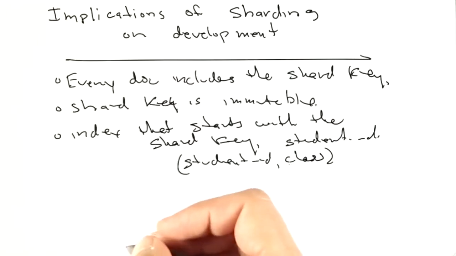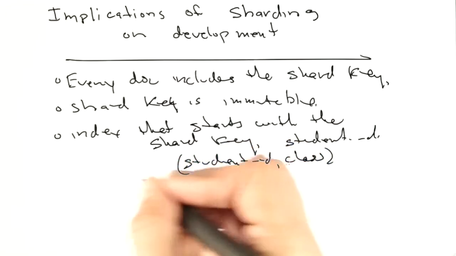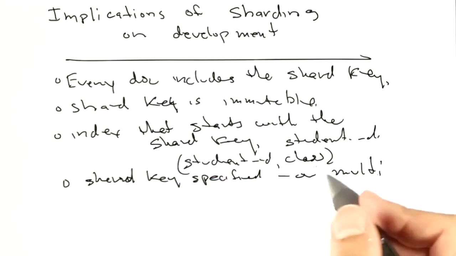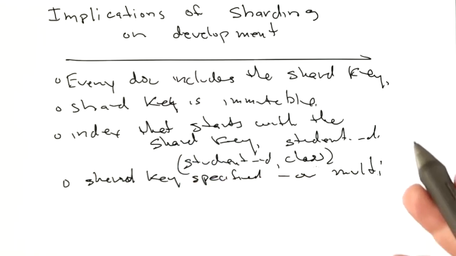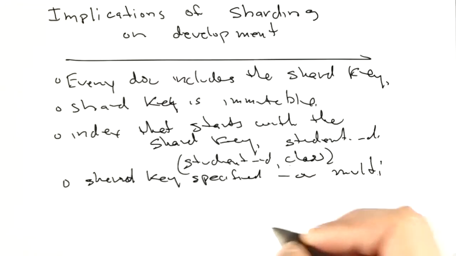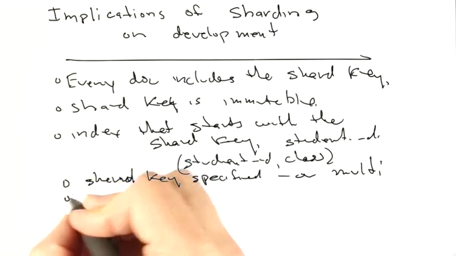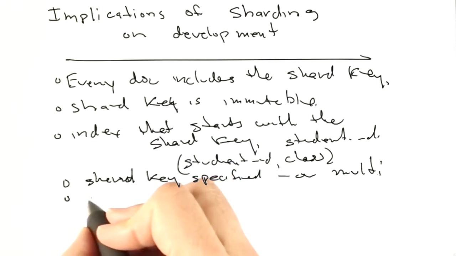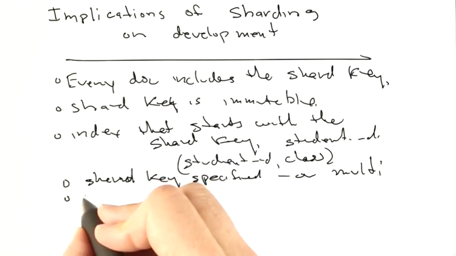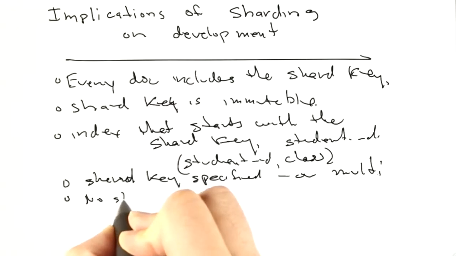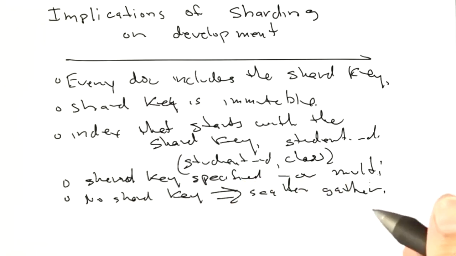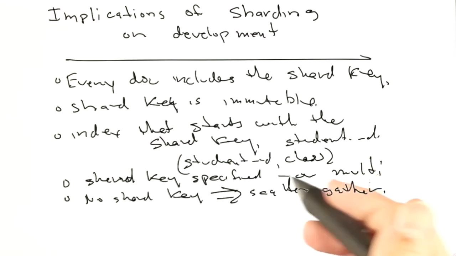When you do an update, you have to specify the shard key or specify that multi is true. So shard key has to be specified or multi. And by the way, if you do multi or don't specify the shard key in the update, then it's going to send that to all of the nodes. And just generally speaking, whenever you send a query that doesn't include a shard key, it's going to send it across all the nodes. So no shard key means scatter gather operation, which could be expensive.